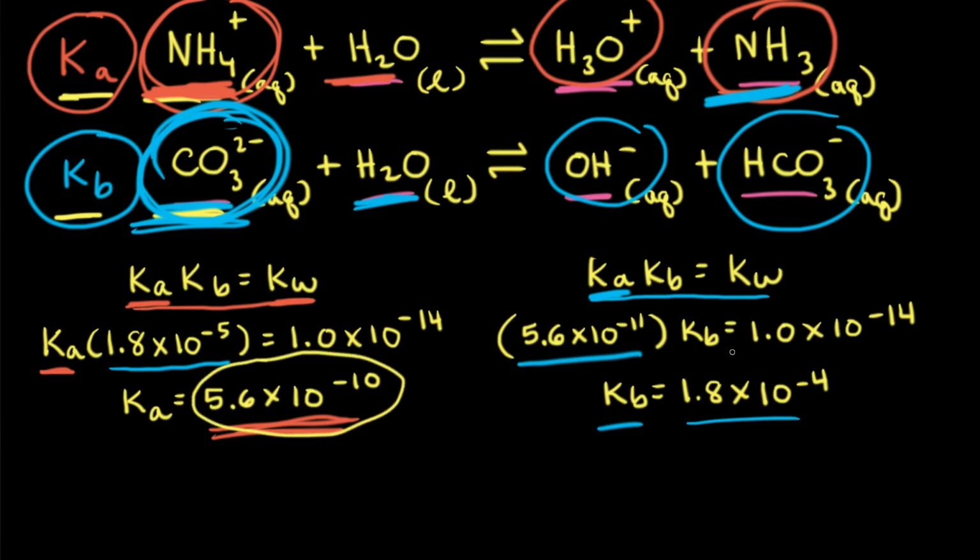Looking at the values for Ka and Kb, Ka is less than Kb. Since Ka is less than Kb, or we could say Kb is greater than Ka, this solution is basic.